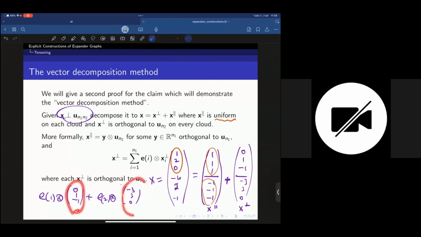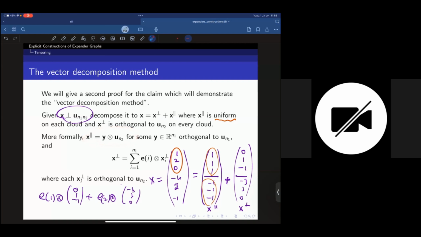And notice that these are always perpendicular to 1. The sum is 0. So that's what I said here. So x perp can be written as a sum of standard basis vectors tensored with some vector, I don't know what, but some vector which is perpendicular to the all ones vector. Okay, we should understand why it's perpendicular, but at least it's simple.